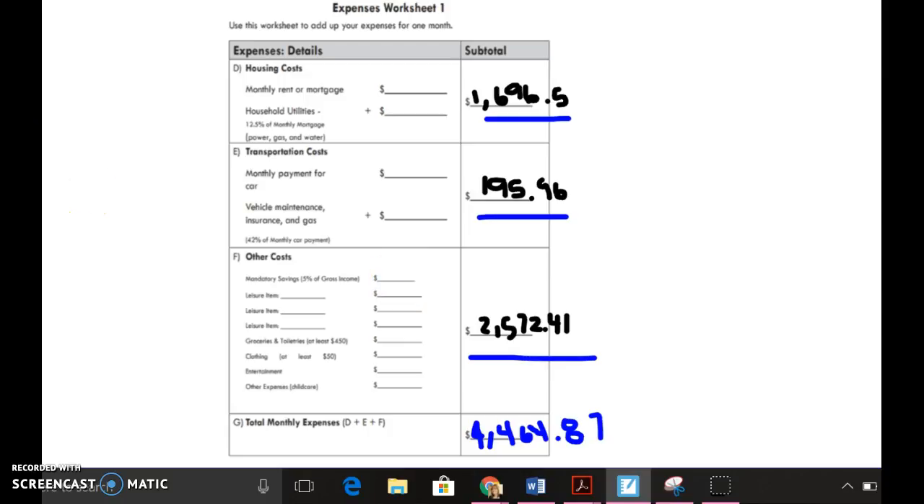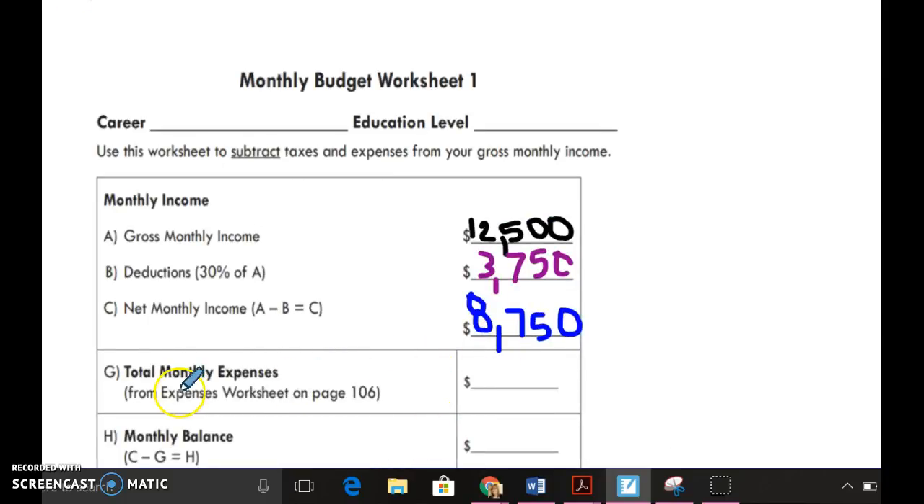Once you fill in part G and all of this is filled in and you have this total, this number is going to go here because this is G. This is your total monthly expenses. So you're going to write that same number here. So I'm going to write $4,464.87.